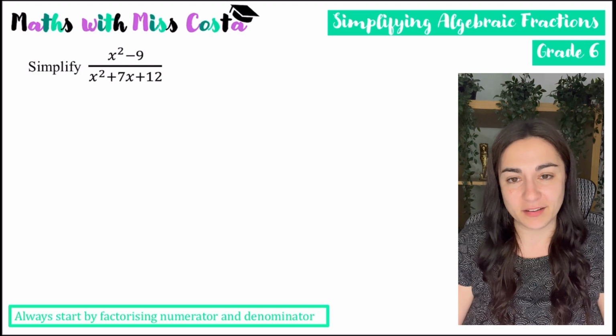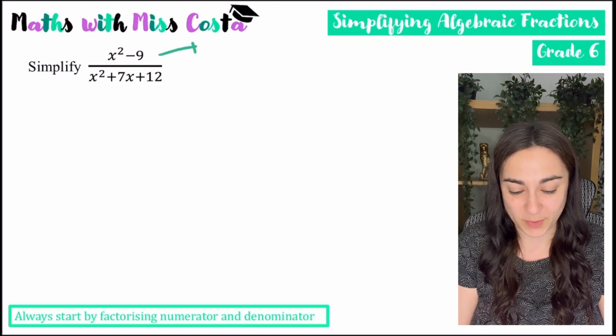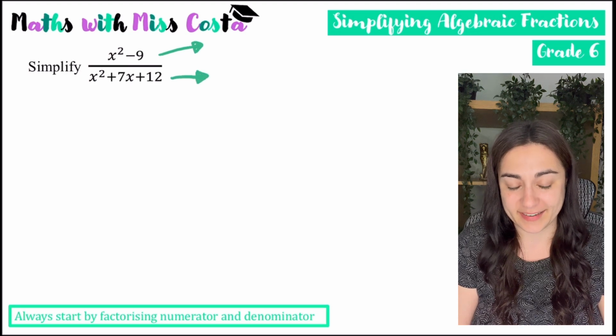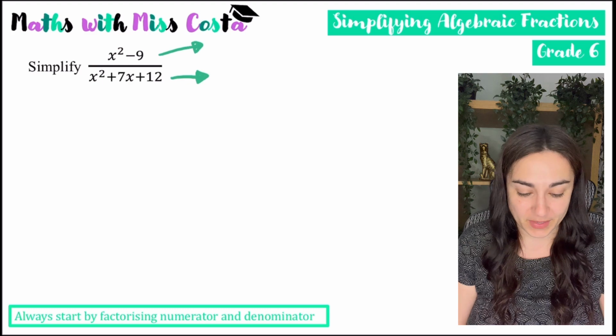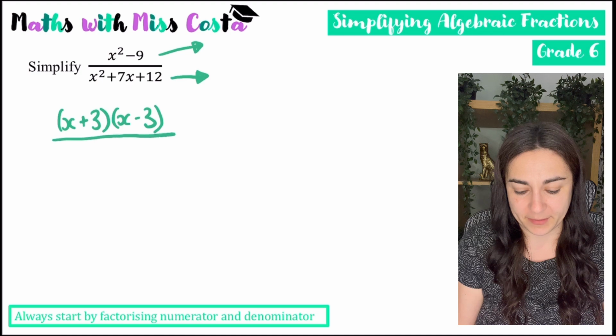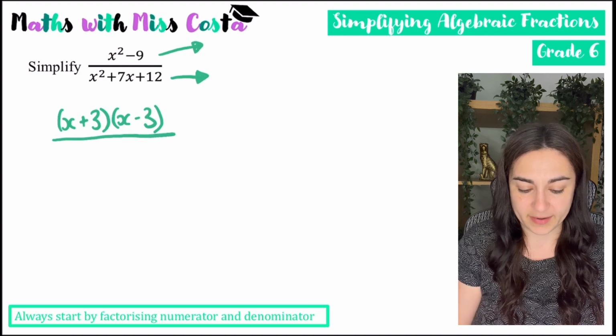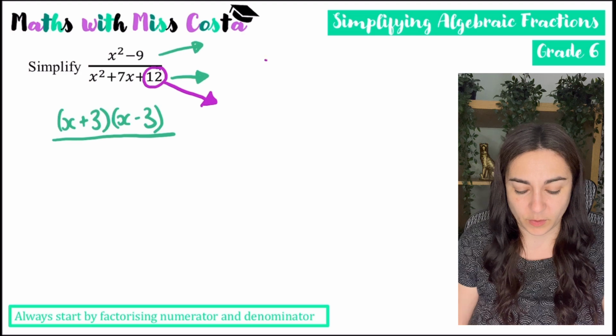Okay, so here I'm being asked to simplify an algebraic fraction, and the key with questions like this is that you're always going to try and start by factorising the numerator and the denominator, and you're ideally looking for a factor that is common to both. So x squared take away 9, that's the difference of two squares, so I'm going to say x plus 3, x minus 3. And then my bottom bracket, when I'm factorising, I'm looking for factors of the last number.